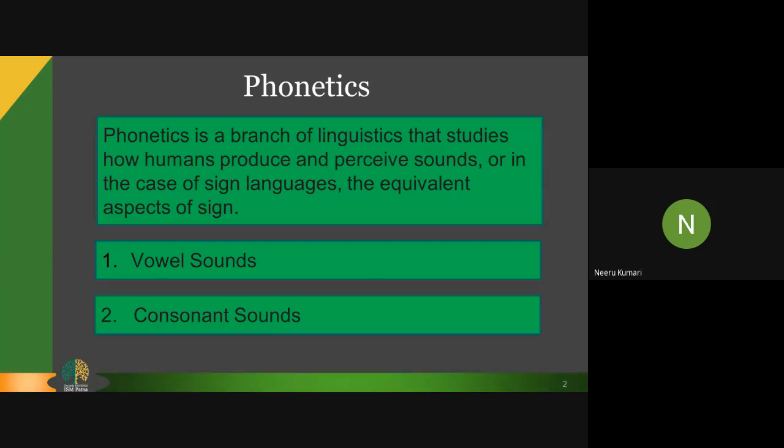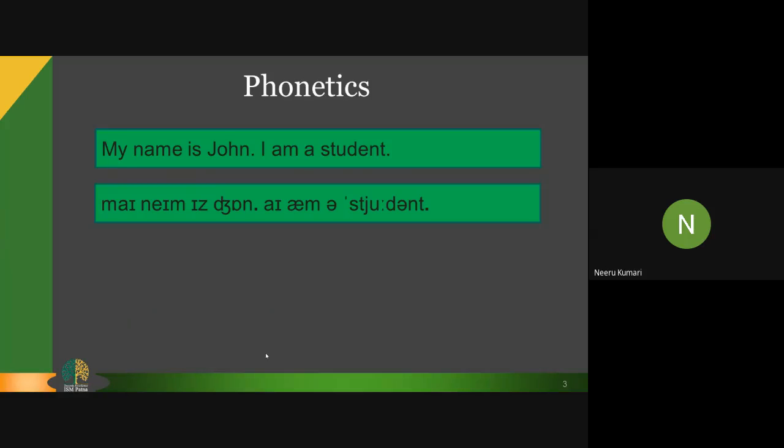Let us understand what those letter sounds are. Before I get into the common things, something like this you might have seen or noticed either in dictionary.com or in your dictionary. Now, the first line is easy for you all to understand, isn't it? The first line reads as follows: My name is John. I am a student.